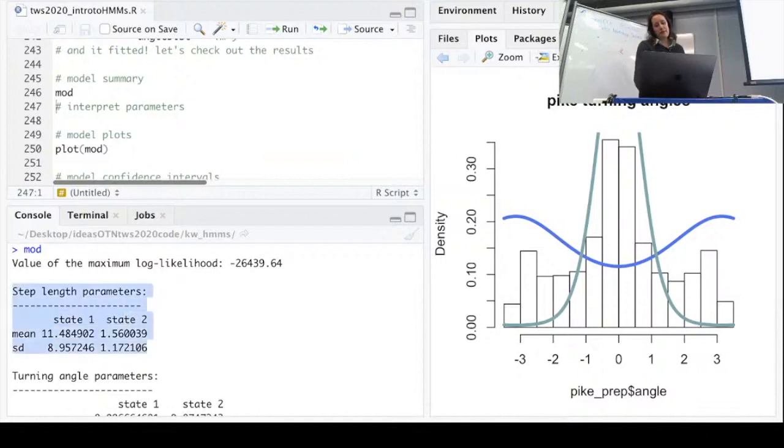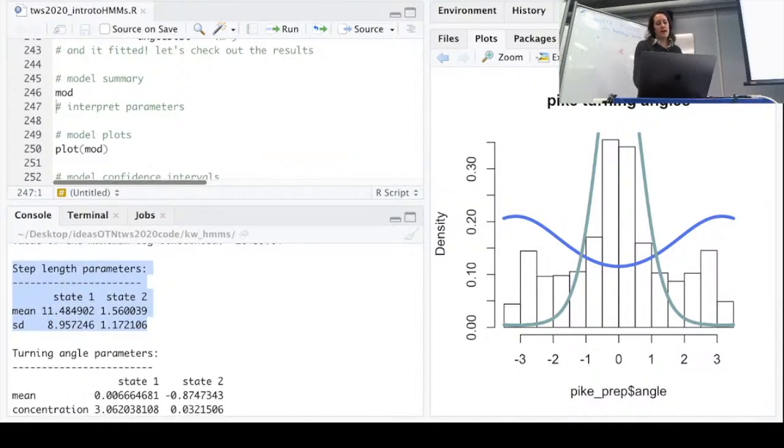These are the step length parameters. So here we have a mean step length of 11.48. And then for our second state, we have state 1, state 2, and then the parameters mean and SD. So the mean step length for state 1 is 11.48, and these are going to be in whatever units your projection was in, because we put in UTM. So it's going to be meters.